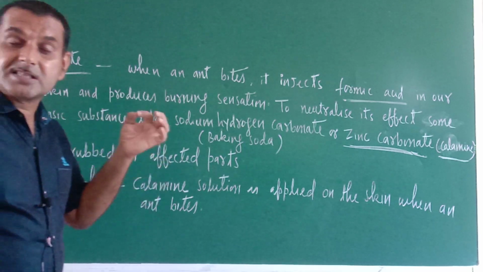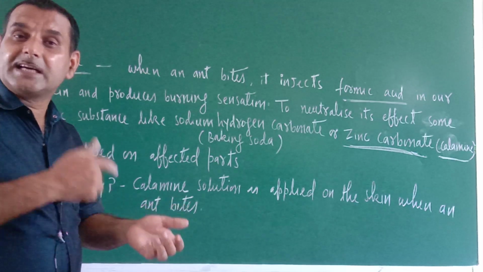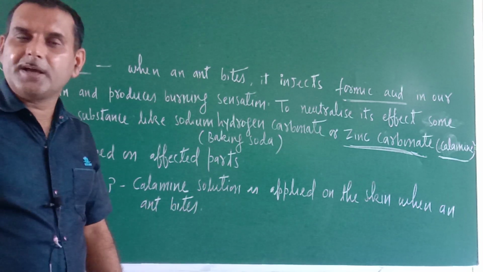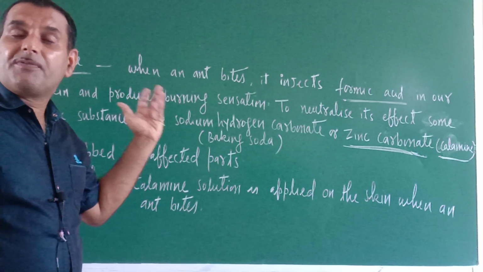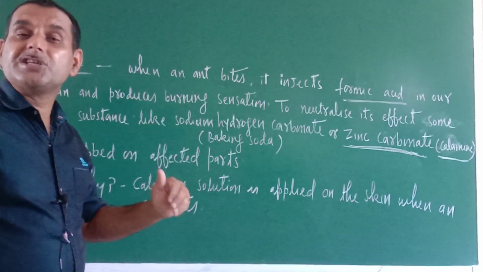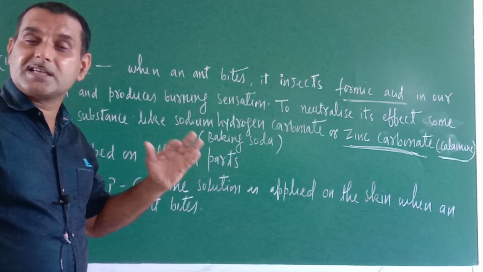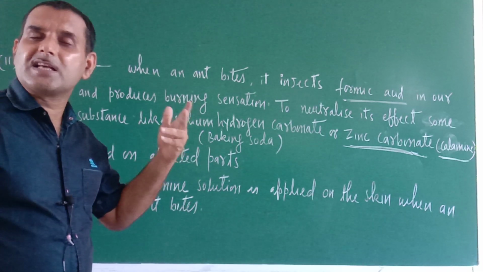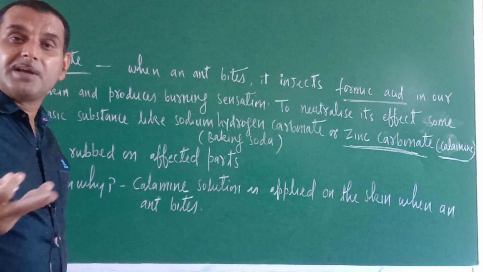Not only this one, scorpion bite, have you seen or not? Scorpions also inject formic acid only. So yellow wasps, scorpions and different varieties of ant inject formic acid only, and this is a very dangerous acid. It produces a burning sensation in our body, and sometimes it is unbearable.